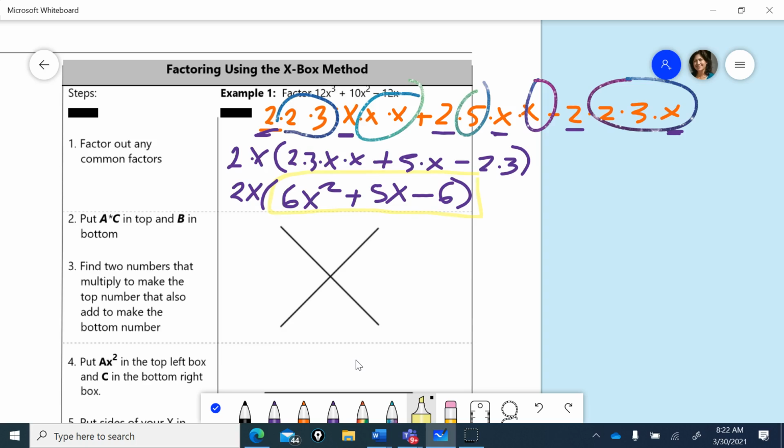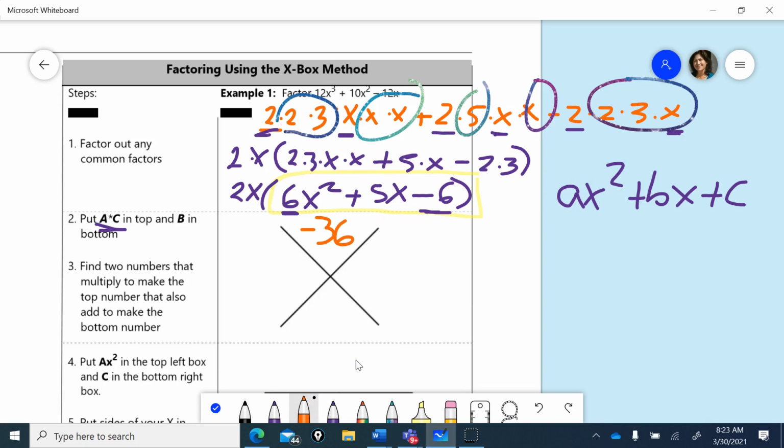I am going to use the box method for my quadratic. So let's follow the steps. Remember, for a quadratic equation, I have ax to the second plus bx plus c. So in the steps it says multiply a times c. I am going to multiply 6 times negative 6. 6 times negative 6, negative 36.